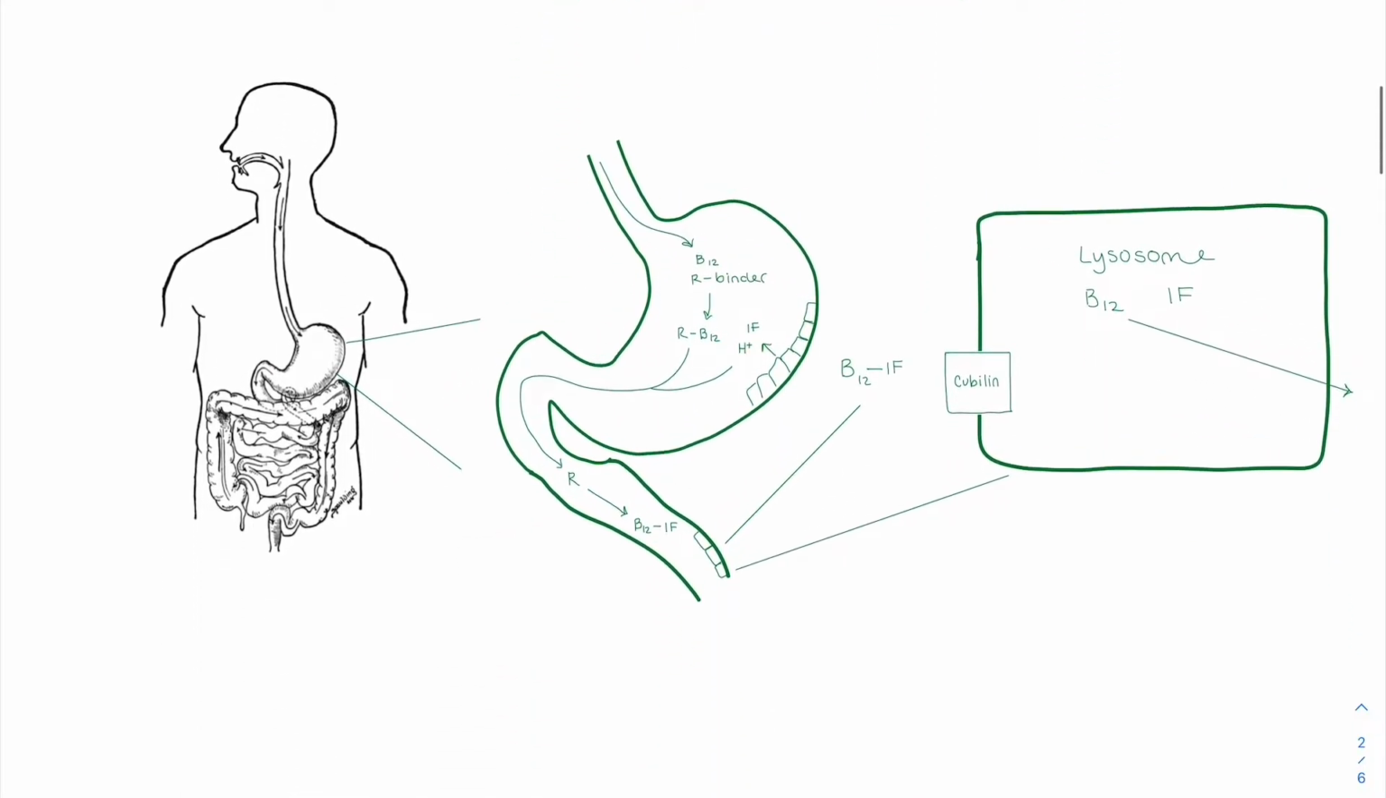I have my little dude here that I've had in the past, and we are going to imagine that our little dude is eating some vitamin B12 in his meats or dairy or fortified foods. The B12 is traveling down into his stomach, and now I'm going to go into this image where I've enlarged his stomach. So we have B12, and in the stomach we also have something called R binder.